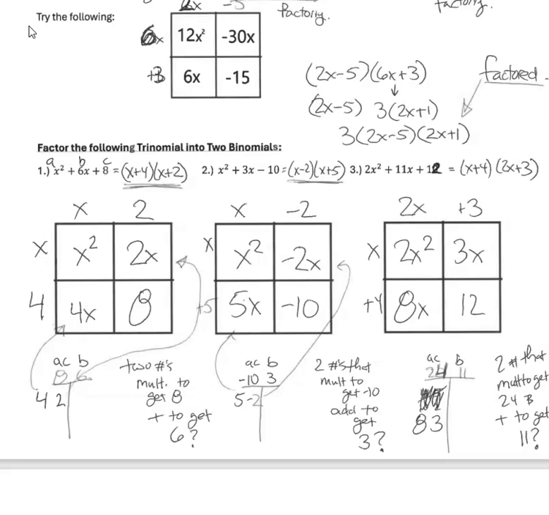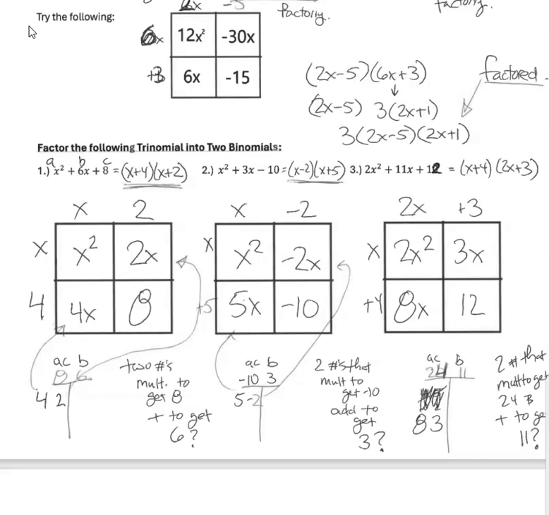And I said, what multiplies to get x squared? It's x and x. How do you get a -2x? It's a -2 and x. How do you get the 5x? It's a 5 and x. And then on this last one, once again, you are going to do the ACB chart. 2 times 12 gets you 24. Your B is 11. You have to figure out two numbers that multiply to get you 24 and add to get you 11, and they are 8 and 3.